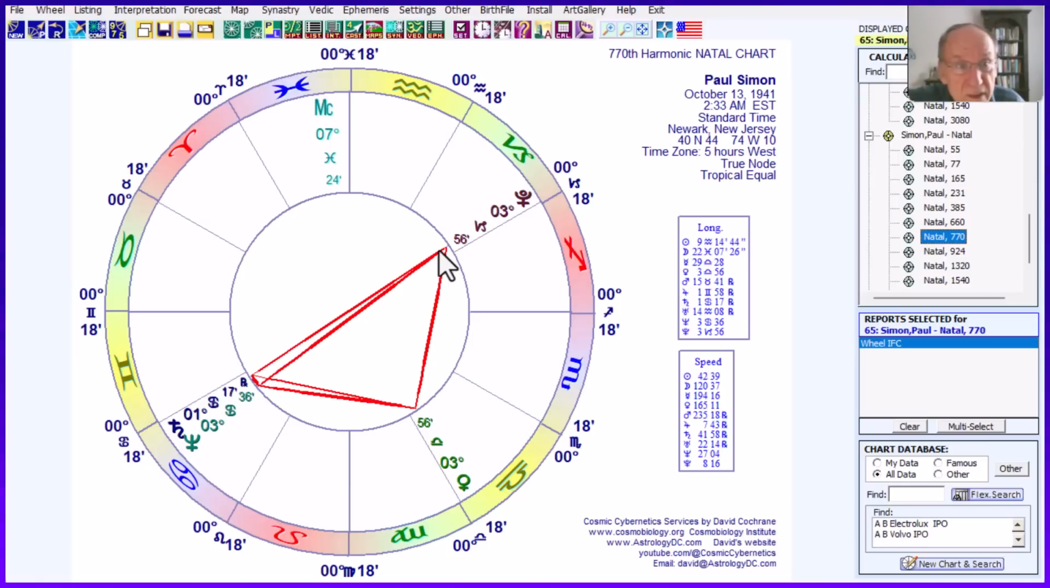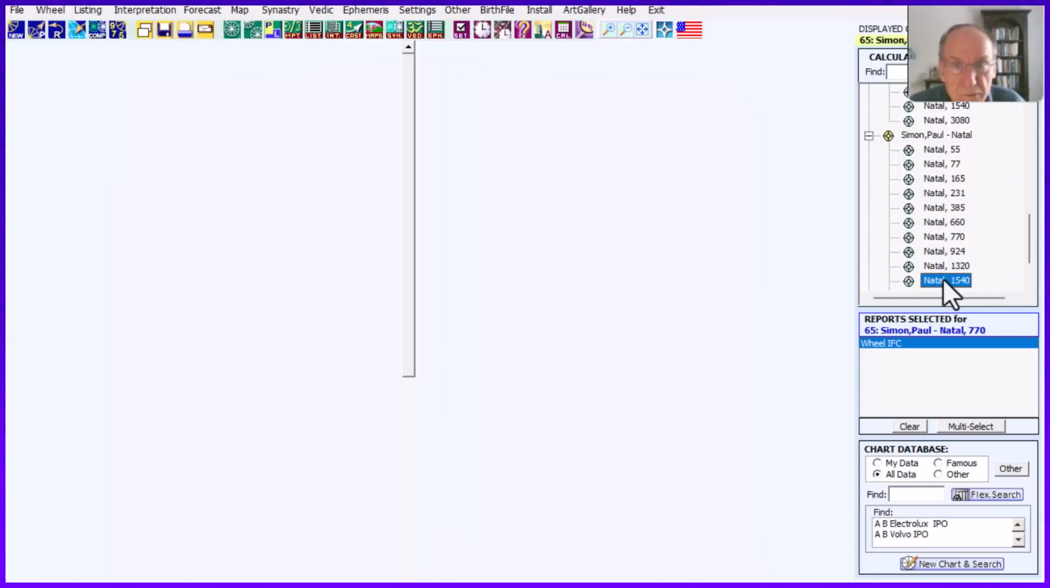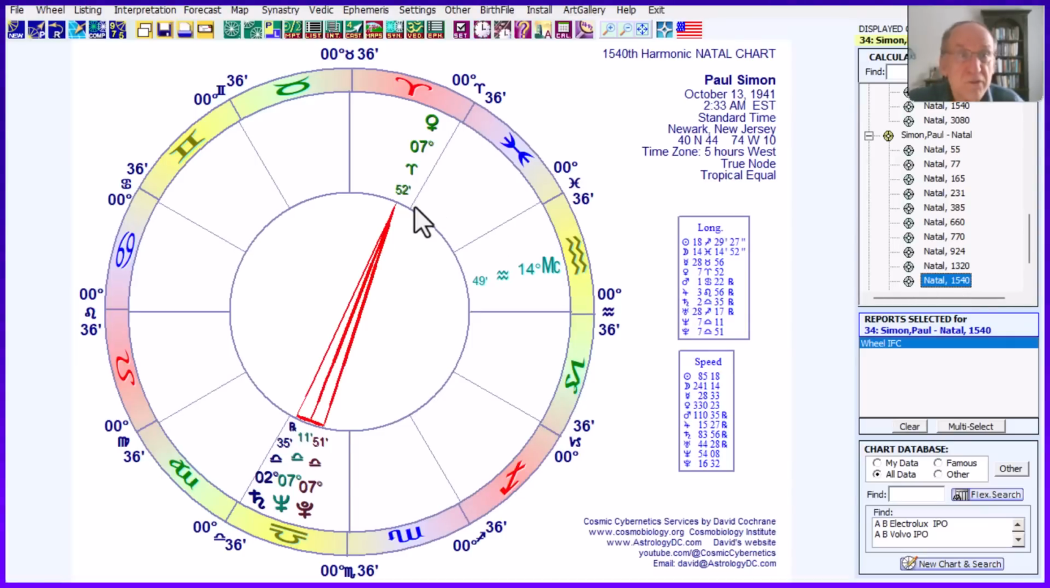Let's double it again. It is unusual for things to stay with an orb over many octaves, but let's see. I'm going to go to 1540. Looks promising. The lines are thick. I go to 1540, and there it is. The T-square turns into an opposition.